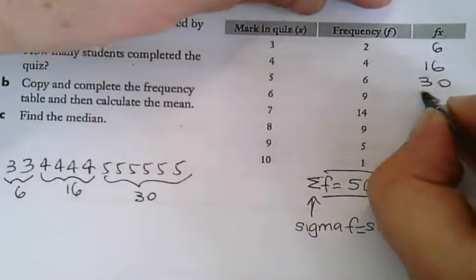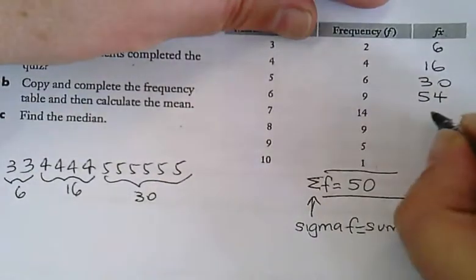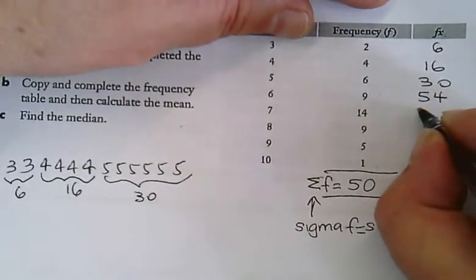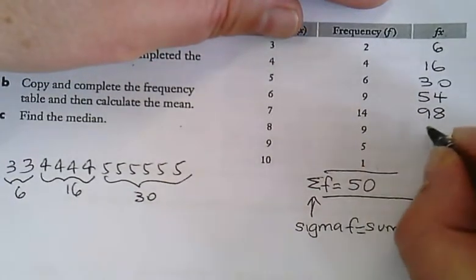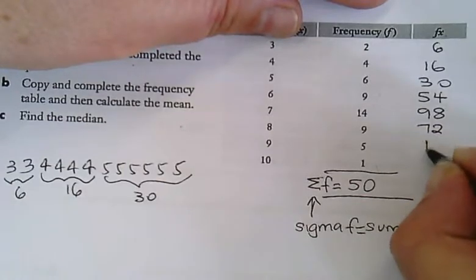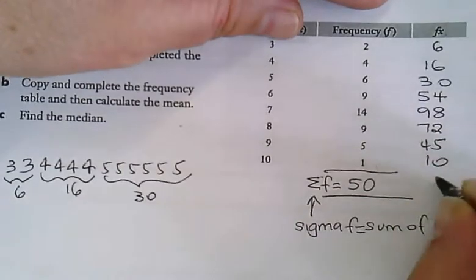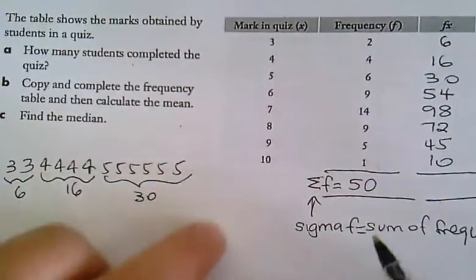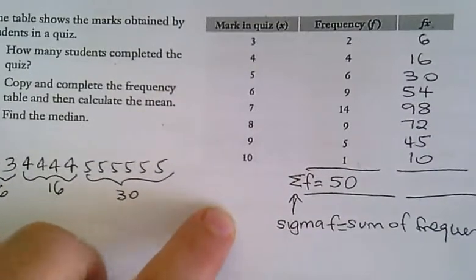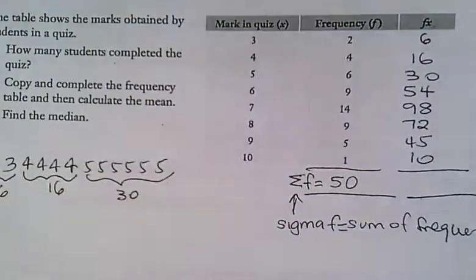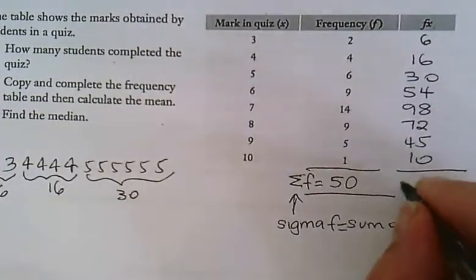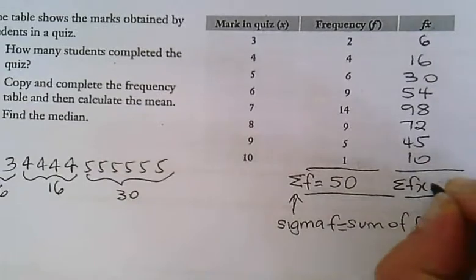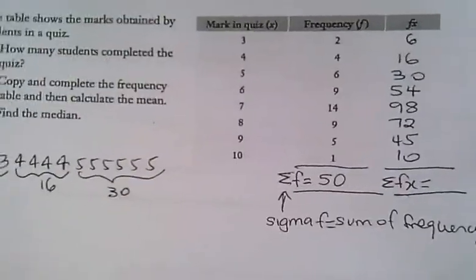What's 6 times 9? 54. 7 times 14. Anyone? 98, I think. 8 9s are 72. 9 5s are 45. 10 1s are 10. Now, if I wrote at the bottom of the frequency column sigma F, that's the sum of all the Fs. This is the Fx column. How do I sum that? Sigma Fx, the sum of the Fx column.